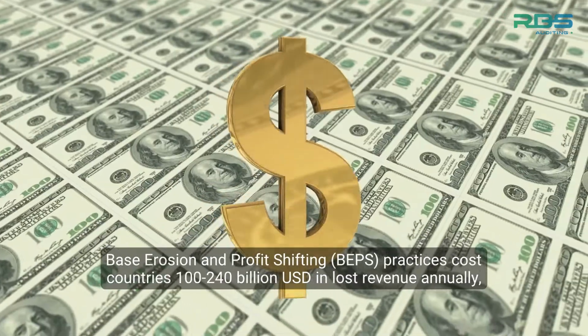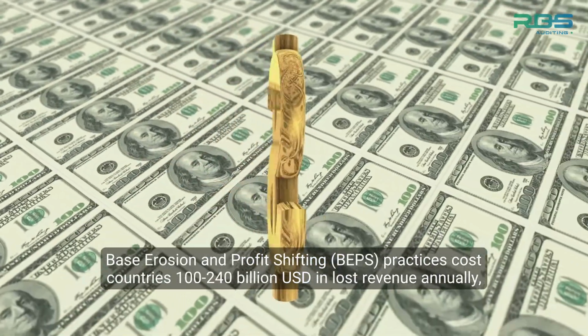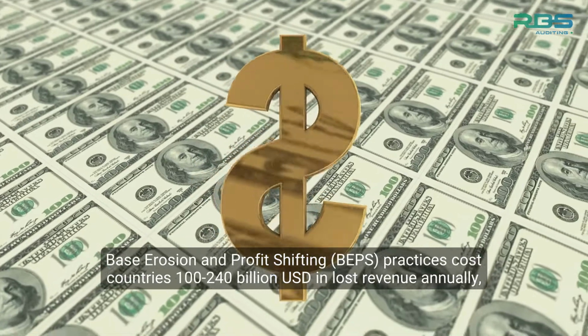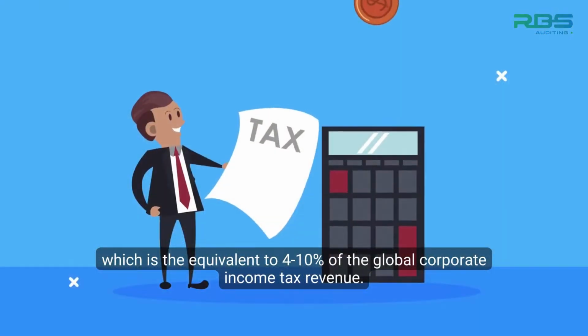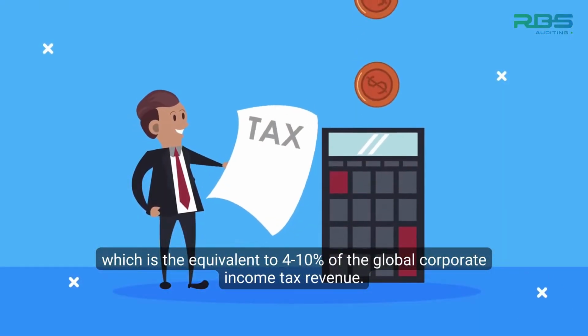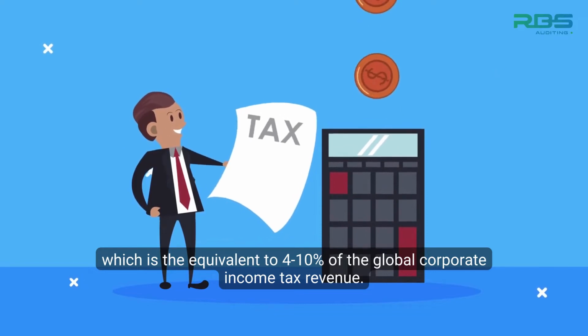BEPS practices cost countries 100 to 240 billion US dollars in lost revenue annually, which is the equivalent to 4 to 10% of the global corporate income tax revenue.